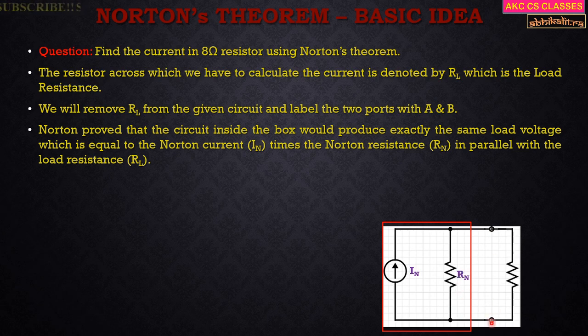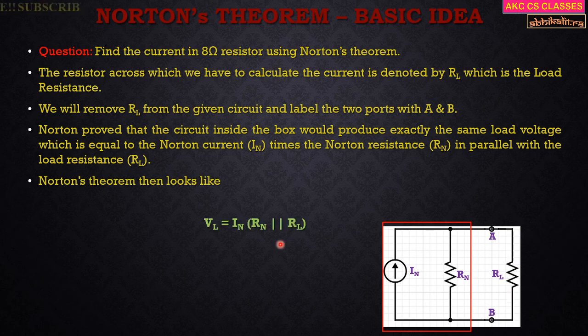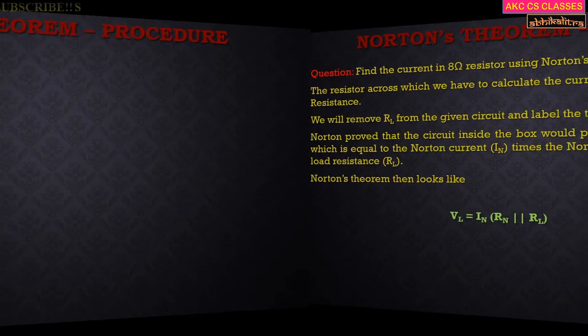There are two ports A and B, right? This is A port, this is B port, and this particular resistor is the RL resistor. What is the voltage drop across the terminals A and B, or the voltage drop across RL? The voltage drop across RL will then be given as IN times Rn parallel to RL. So this is the voltage drop across A and B, but we have to find the current that is flowing through the resistor. So that we will discuss in the next slide.